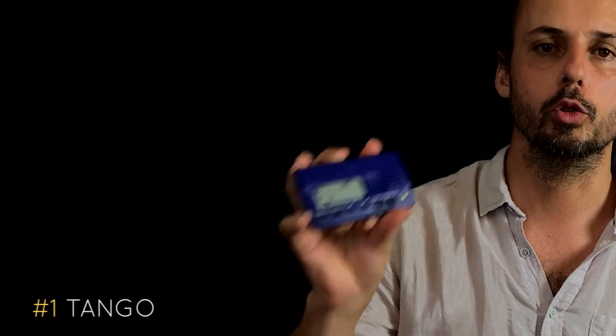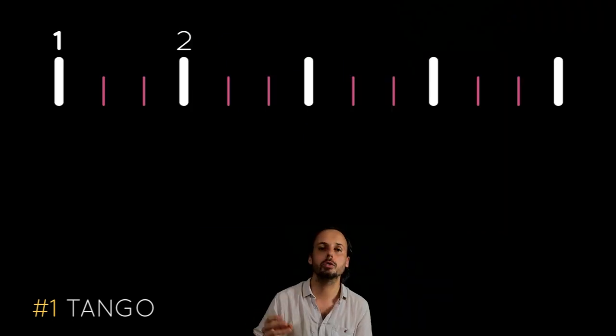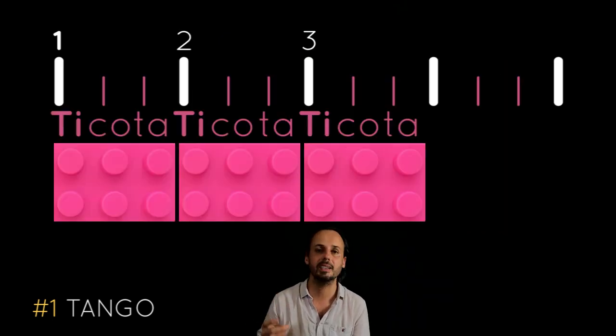Let's practice a bit. We can practice each option separately with el tito. Tangos, 4 beats, 120. Un, dos, tres, y. Ticota, ticota, ticota, ticota, ta.